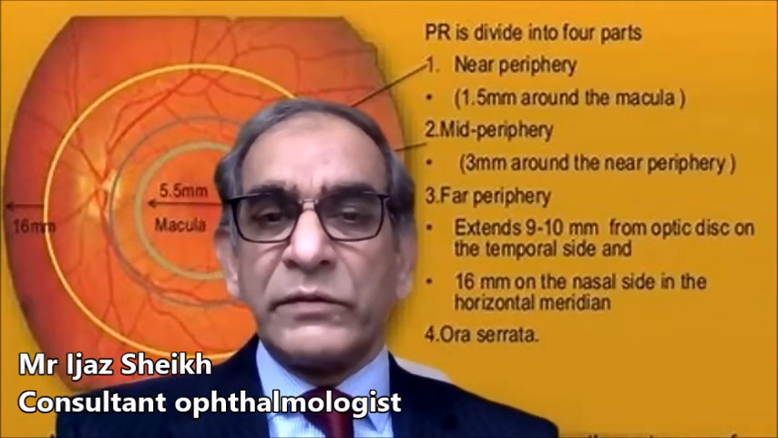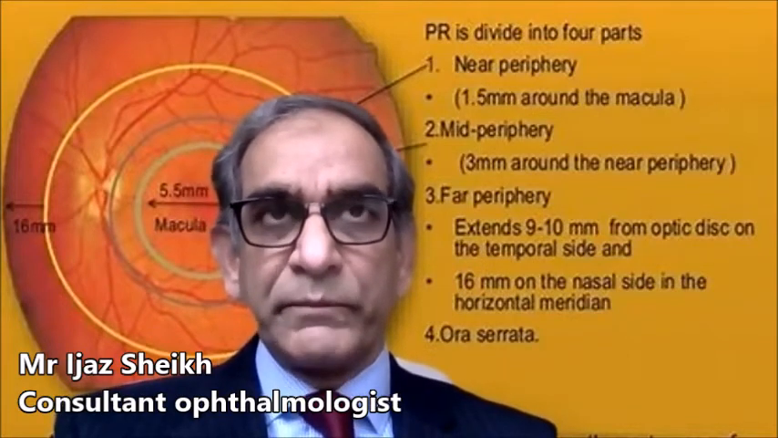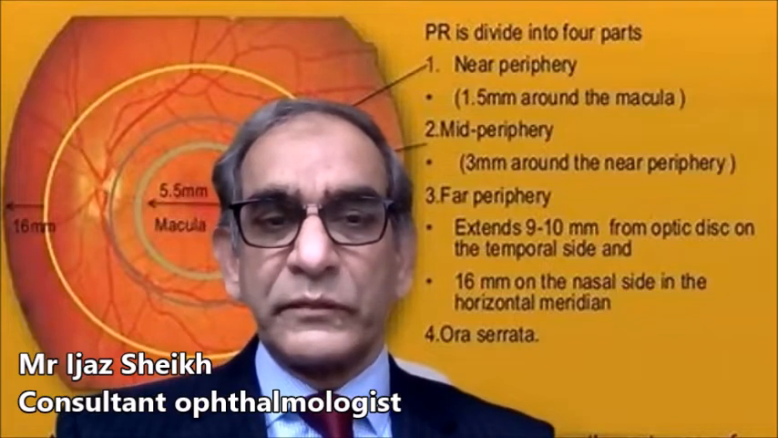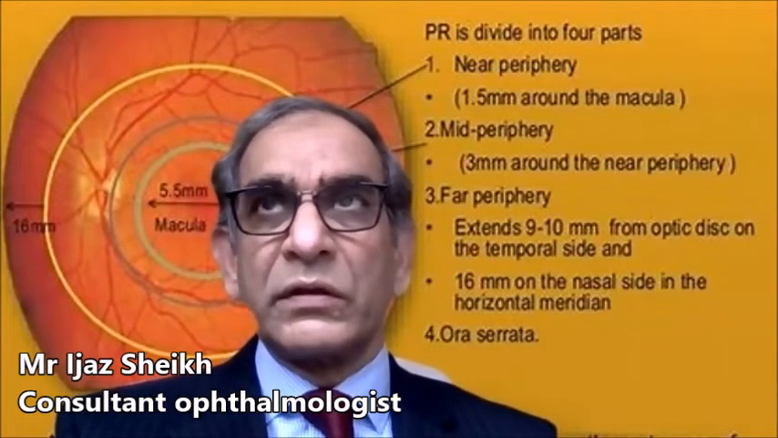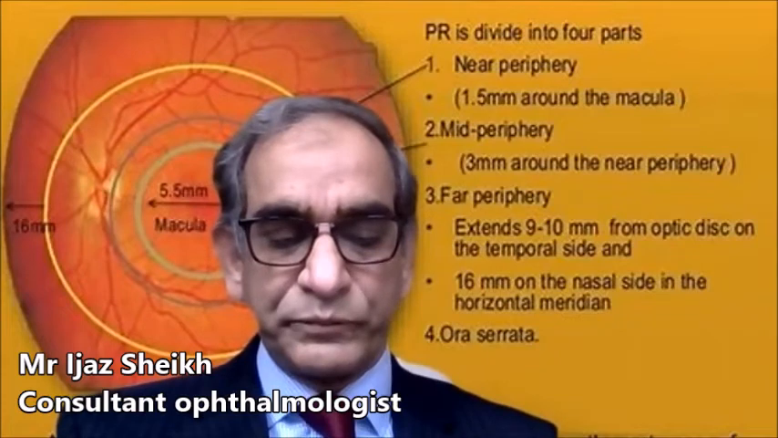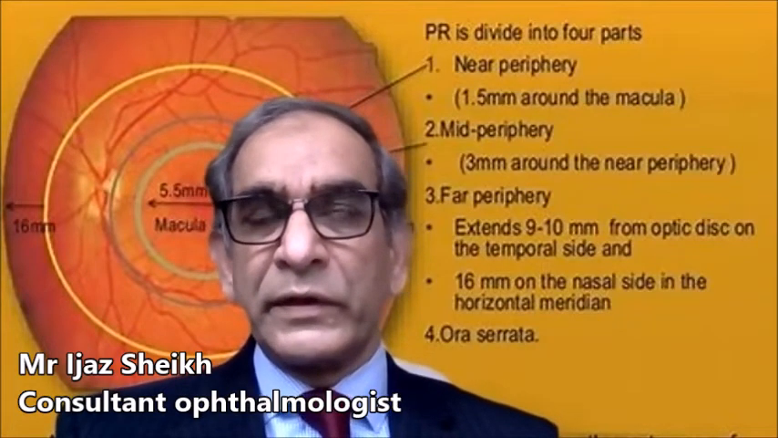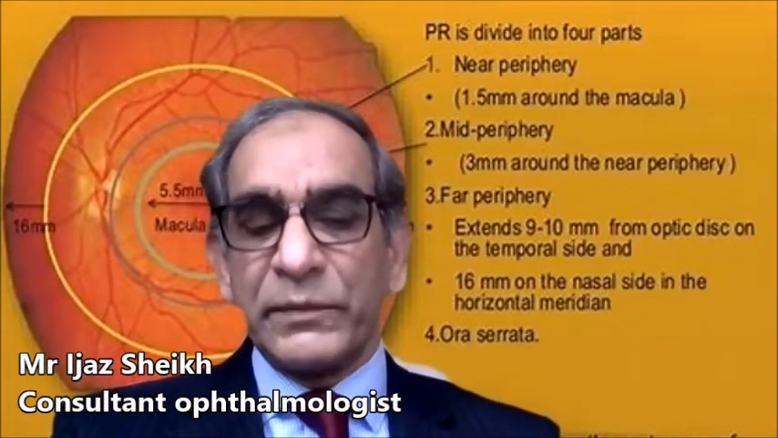Central retina is important for reading, face recognition, and color vision. The peripheral retina has the function of providing side vision, night vision, and eccentric viewing. Both have their roles, but it is very essential to protect the central retina or the macula.